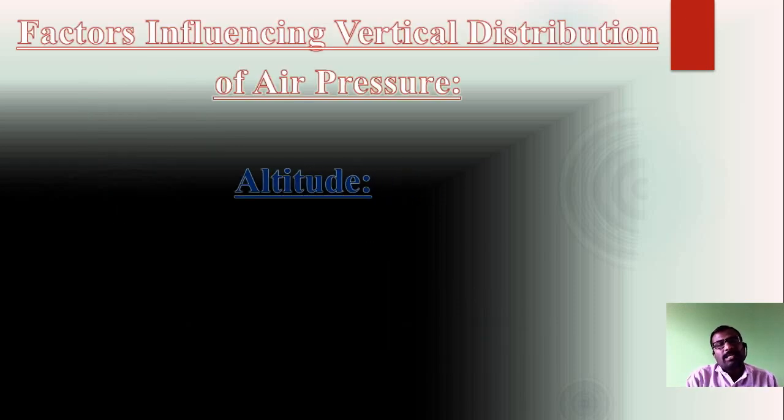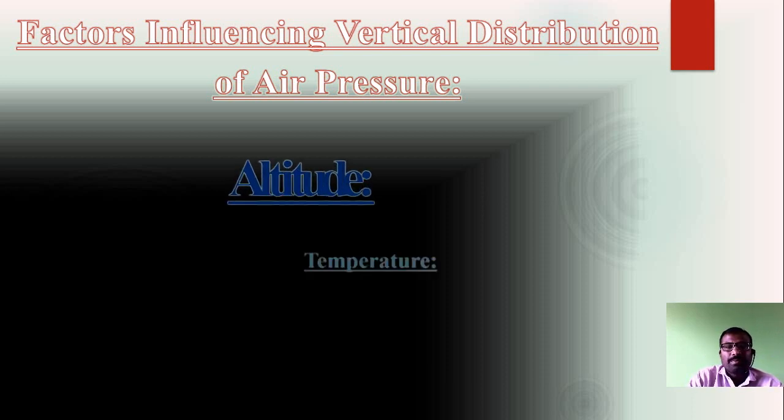Next point, factors influencing vertical distribution of air pressure. The first one I told you is altitude. Altitude means height. When you go vertically from sea level to higher altitudes, the atmospheric pressure decreases with increasing height. This is the first one, altitude.